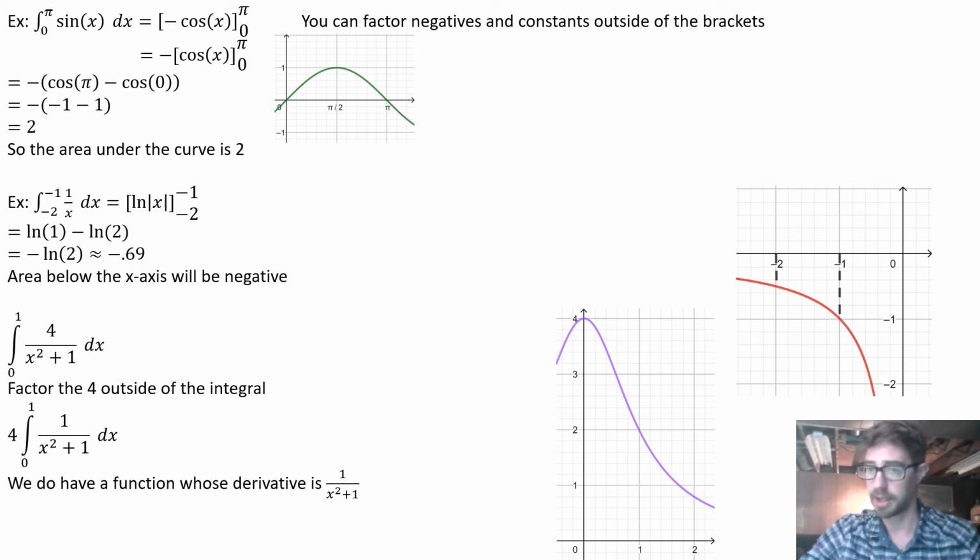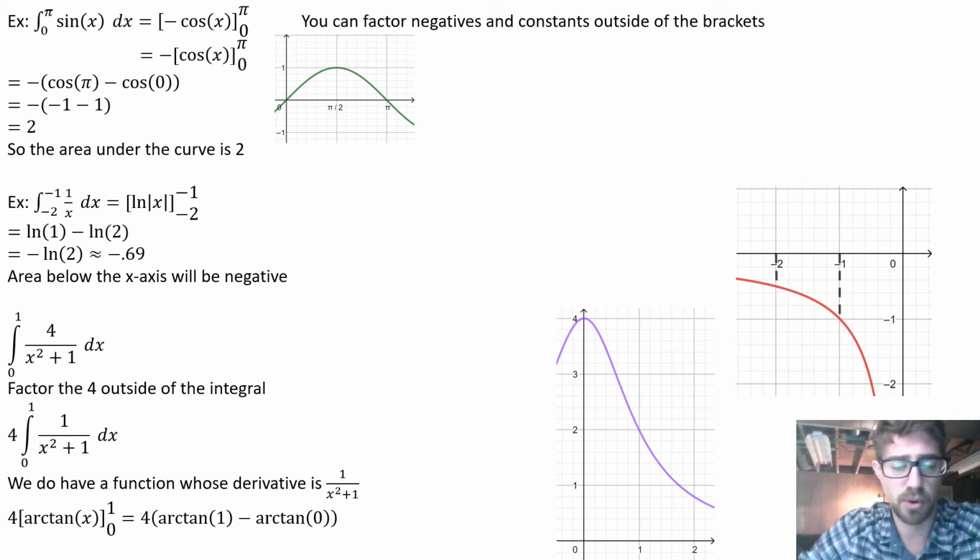So you take the arctangent function, and you don't forget that 4, and you just evaluate it from 0 to 1. So you make that little bracket box. It's 4 times the arctangent of 1 minus the arctangent of 0. Again, who would have expected that the area under this bell-looking curve has to do with arctangents? It does. That's how it works out.